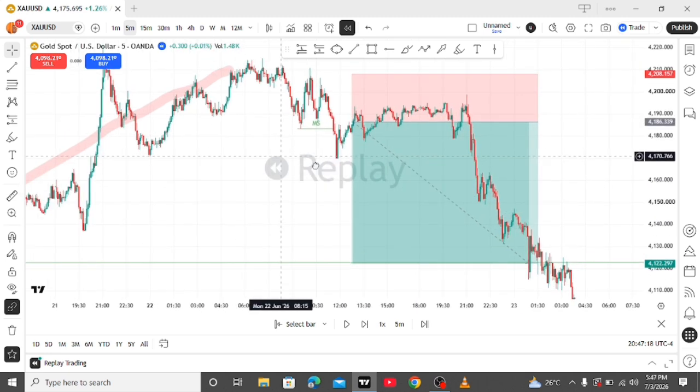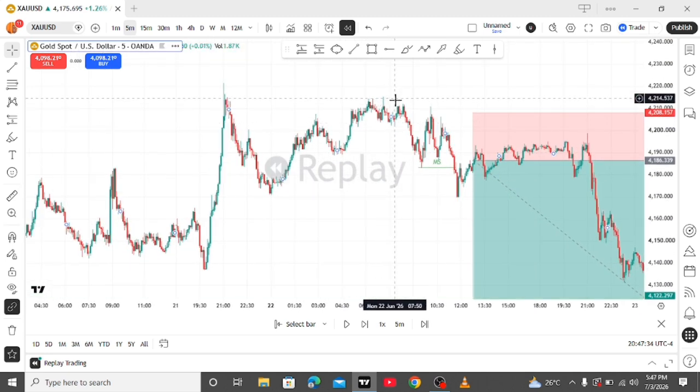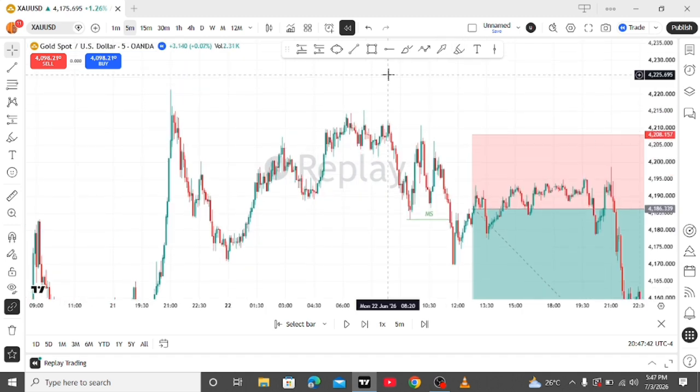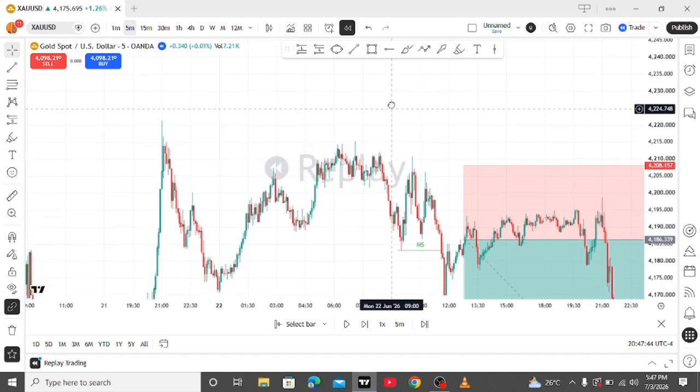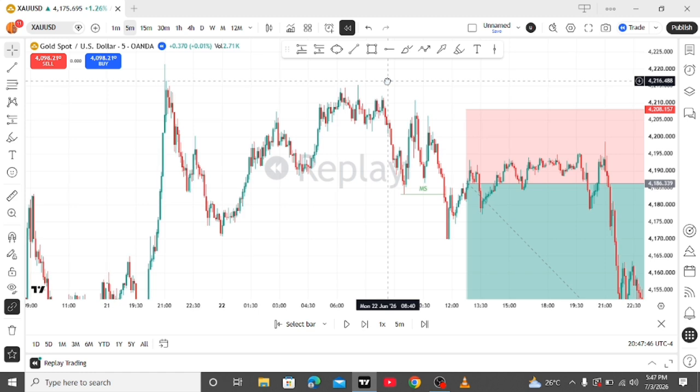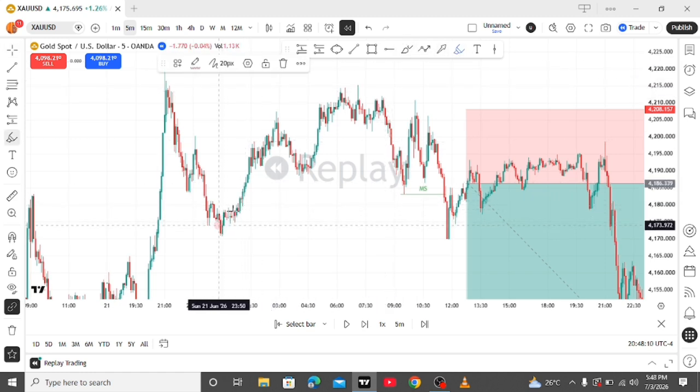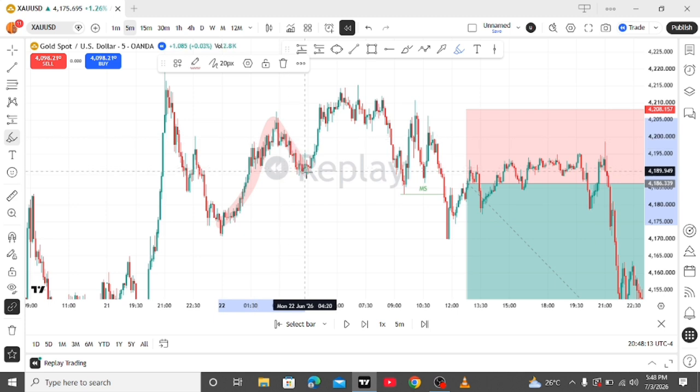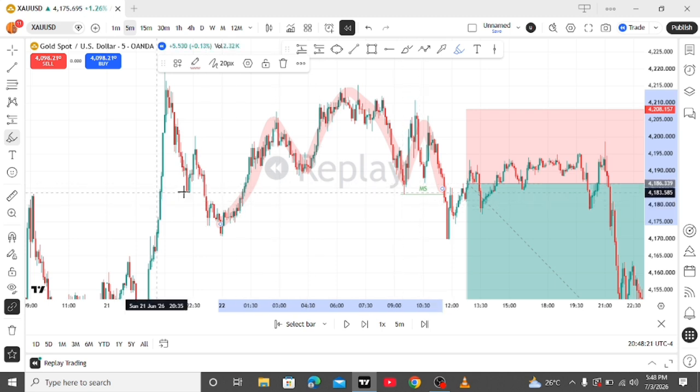So if you remember, from this point we saw a head and shoulder pattern. And what does the head and shoulder pattern represent? It represents a reversal pattern. When we see a head and shoulder in the market, this means the market is about to reverse. As you can see, this is the left shoulder, this is the head, and this is the right shoulder. So we waited for the market to break the neckline of the head and shoulder before we entered.